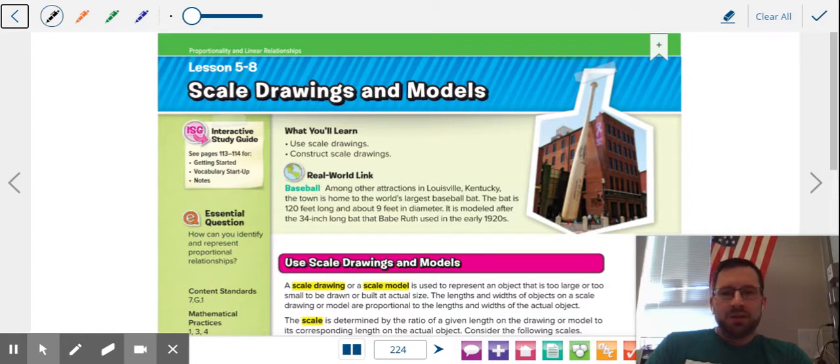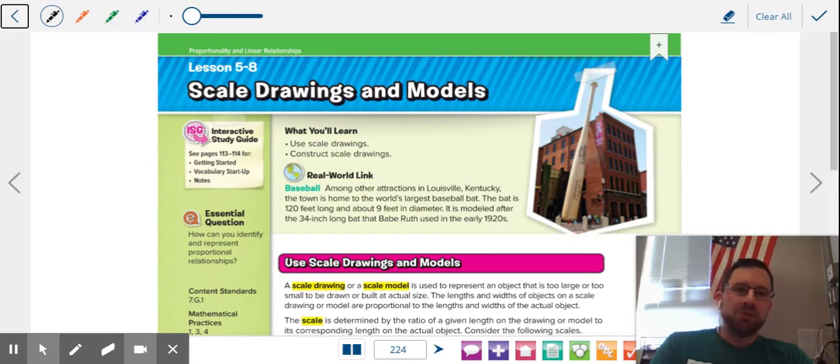We are on to Lesson 8 of our Unit 6, and we're on scale drawings and models. So this is an application of proportions. What we're going to be doing is setting up proportions, cross-multiplying and dividing to solve for missing pieces of the proportions, and we're going to be using a scale.